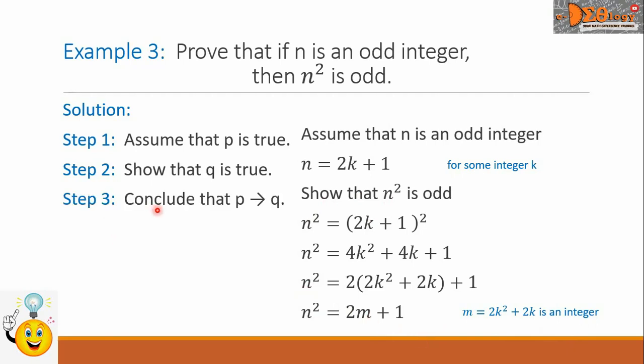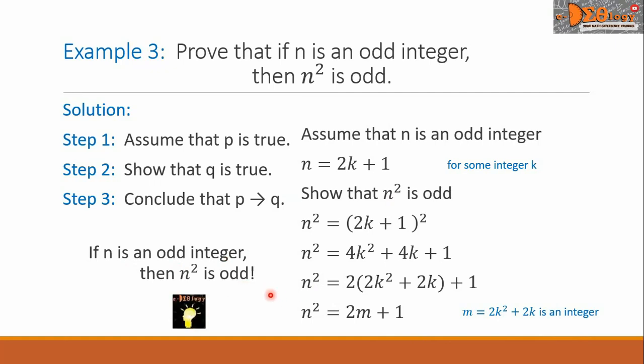So step 3, we will now conclude that P implies Q. So we say that if n is an odd integer, then n squared is odd. This is our final answer.